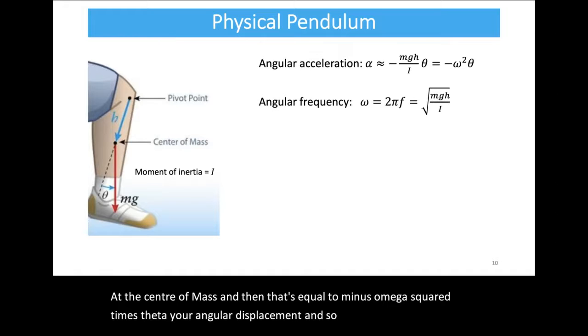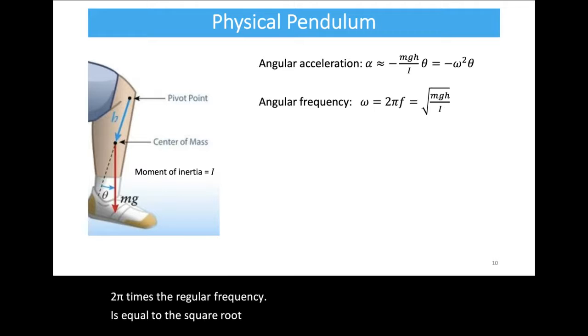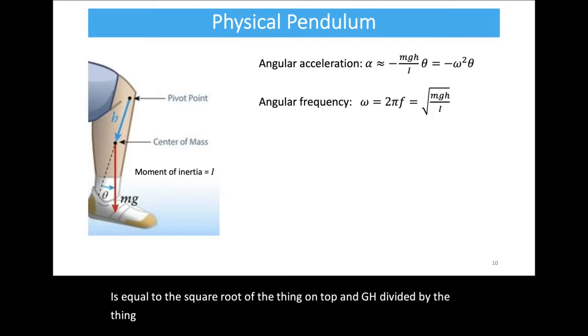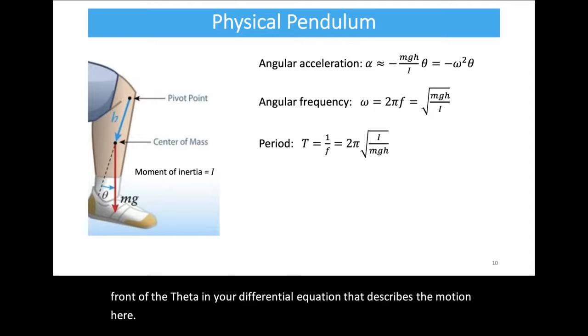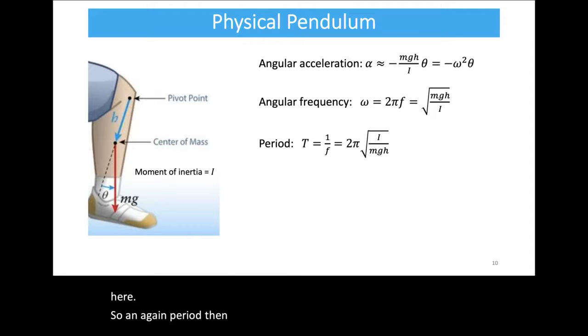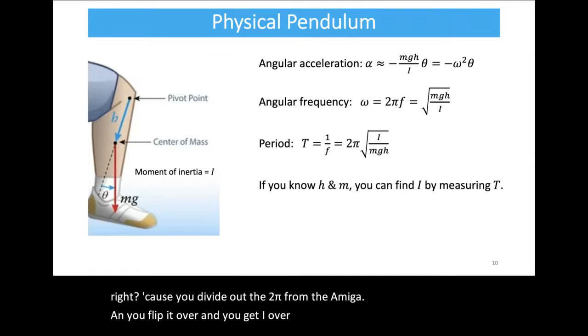And so using the same analysis we did before, we get that the angular frequency, which is 2 pi times the regular frequency, is equal to the square root of the thing on top, mgh, divided by the thing on bottom, I. Basically, it's the square root of that constant that sits in front of the theta in your differential equation that describes the motion here. Okay, and again, period then is 1 over f. And that's how you pick up the 2 pi here, right? Because you divide out the 2 pi from the omega. And you flip it over, and you get I over mgh.